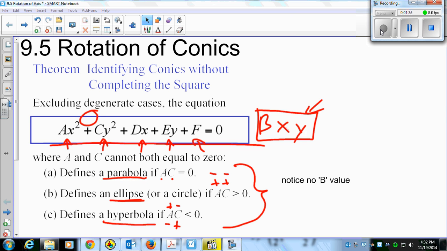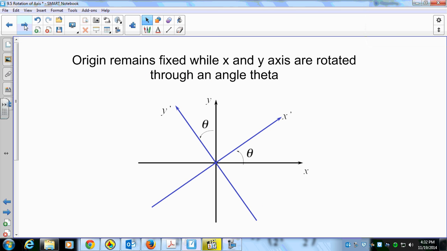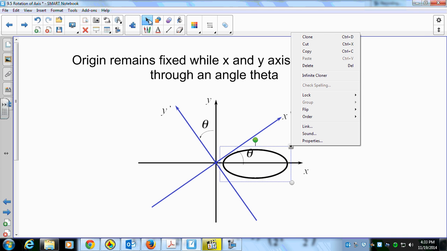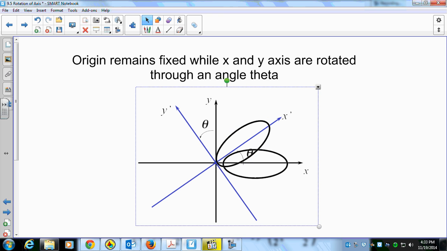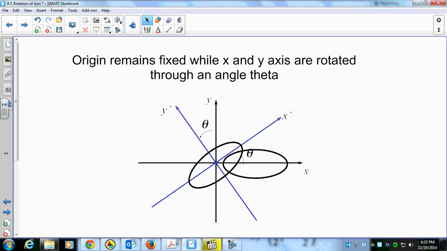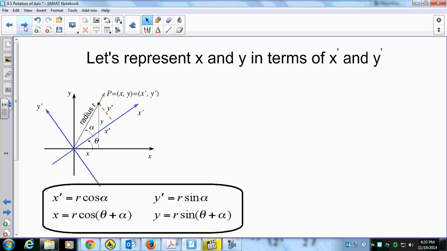All right, so now we're going to deal with what if we have a b value. A b value is going to happen here when we're rotating about the axis. So let's say, for instance, we have some ellipse here. Well, no longer are we going to have an ellipse like this, but we're going to have an ellipse that is going to be rotated. And we're going to have ellipses such as that. Most of ours are just going to be focused about the origin as well. So that's what we're doing with this, is rotating these.